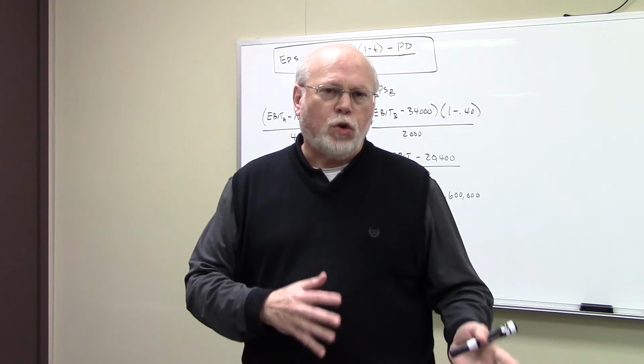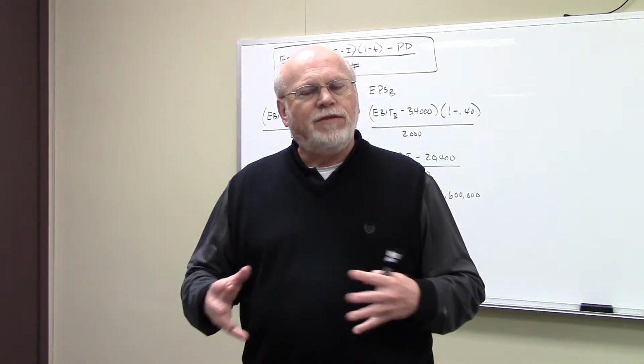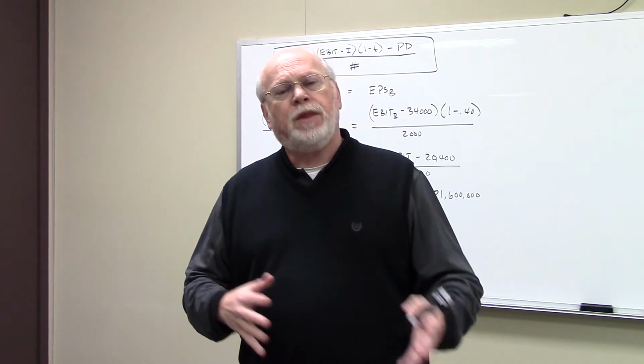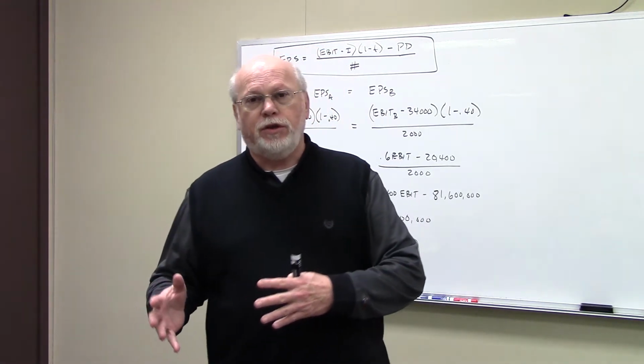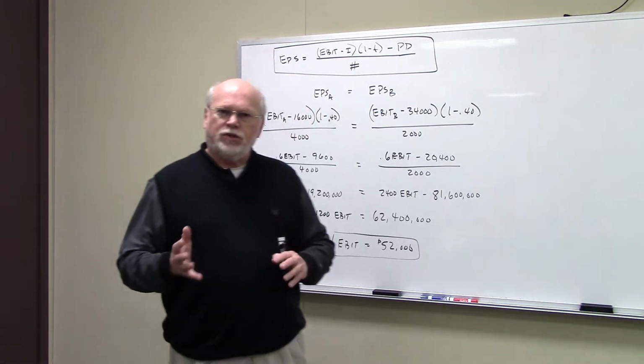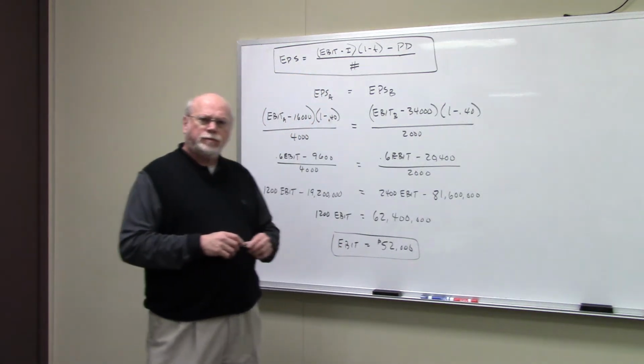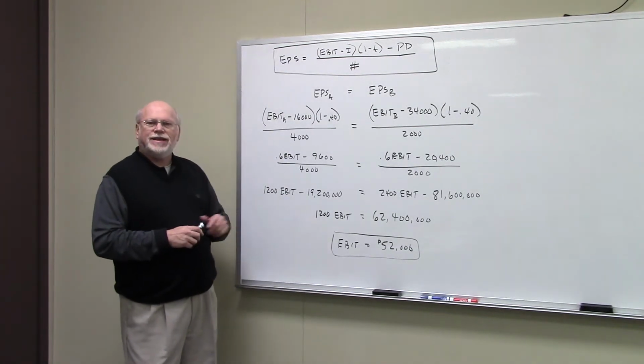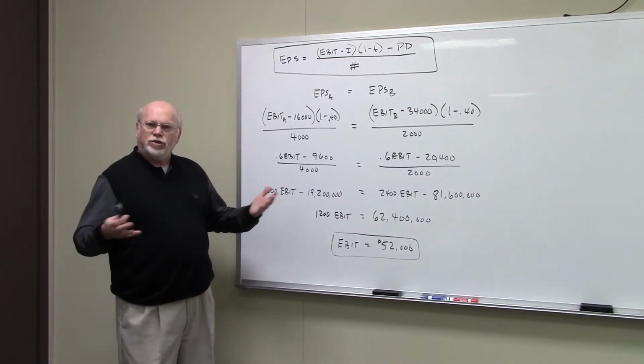Some people like to call it the crossover point. But this is the level of EBIT where the earnings per share under one capital structure is equal to the earnings per share under the other capital structure. In this case, structures A and B. Now, we're looking for the level of EBIT that sets the earnings per share equal.